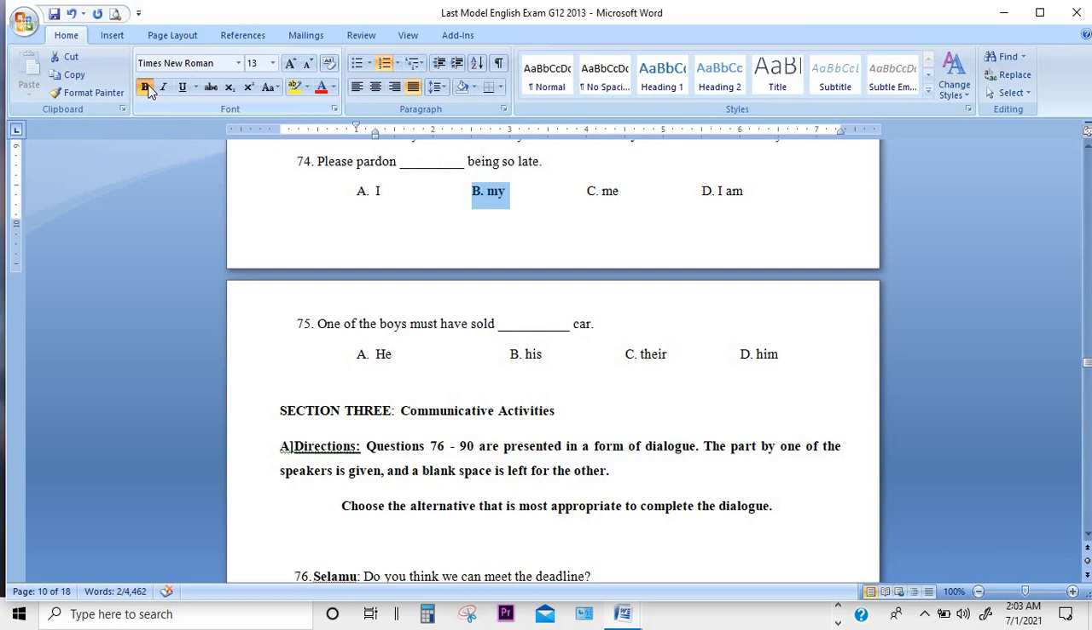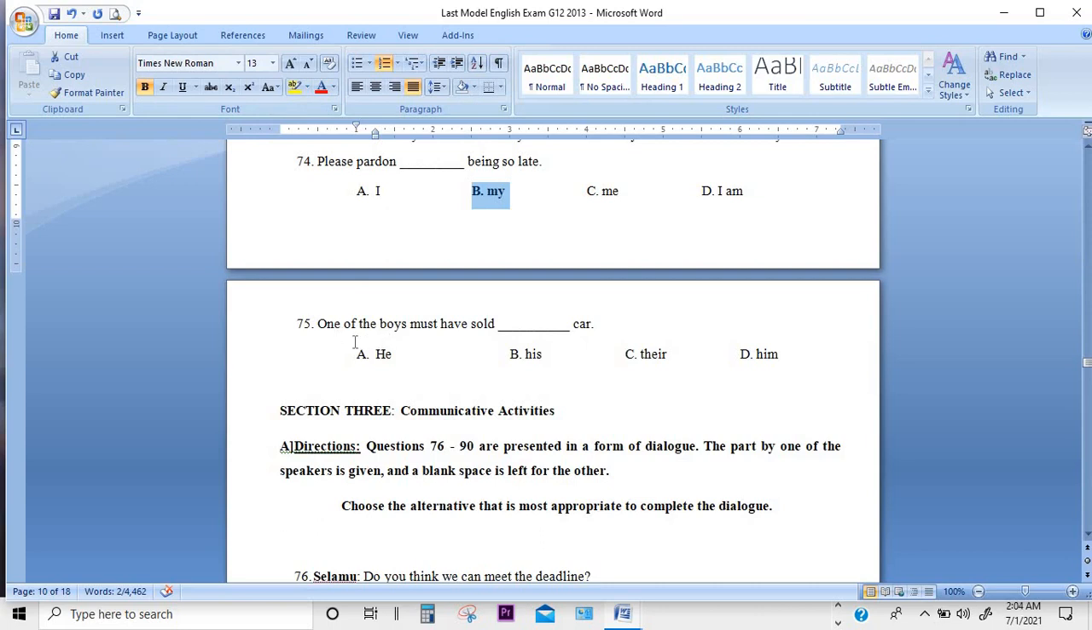75, the last question for the grammar part or section 2. I will stop here doing this last question. We'll continue next part with the other teacher, the communicative part, 76 to 90. We can continue with the other teachers. With me, we'll stop here.